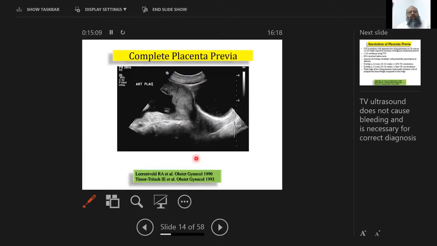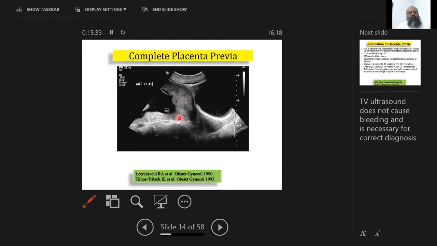So this is a complete placenta previa. Here you can see the os. This is the vagina. Here are the external os, internal os, urinary bladder, amniotic fluid cavity, and the umbilical cord parts. This is the placenta, which is covering up to here. So it is an asymmetrical complete placenta previa.